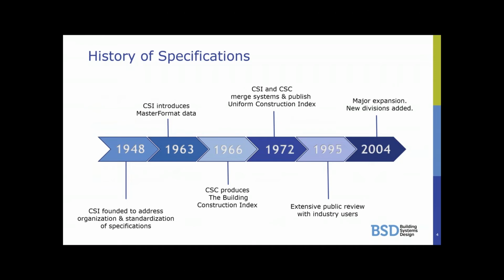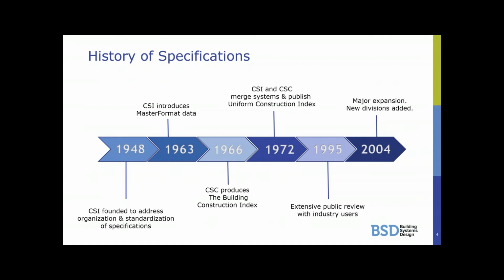Hello. Just a brief history of specifications. After World War II, the Construction Specifications Institute was founded, and that was the time that it began to address the organization of specifications into a standardized numbering system. Prior to that, it had not been as standardized, and that led to confusion in communication. In 1963, CSI published Data, an organizational system, which evolved into what we know as MasterFormat today.